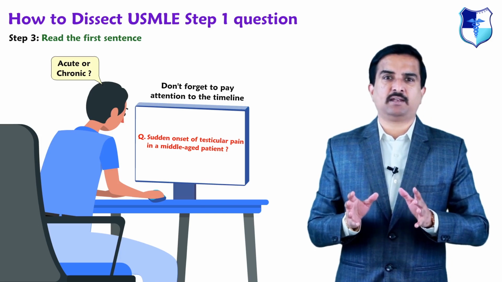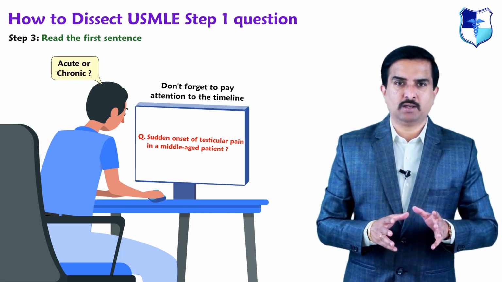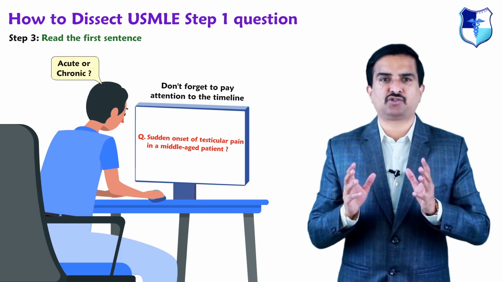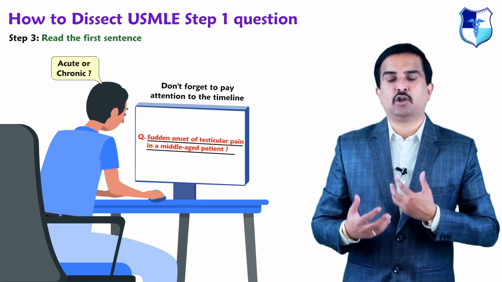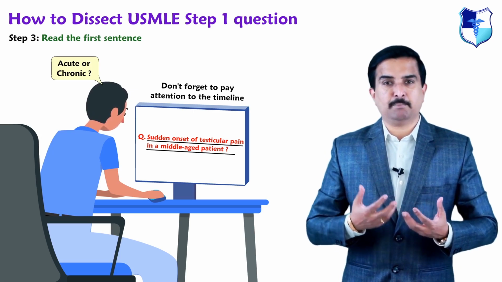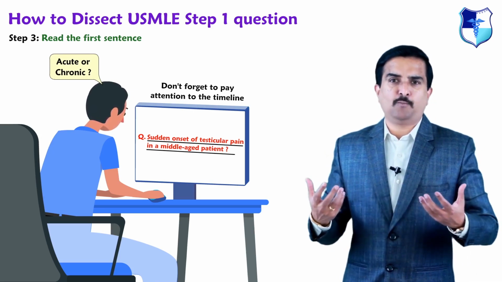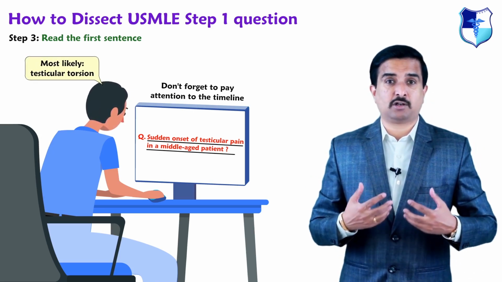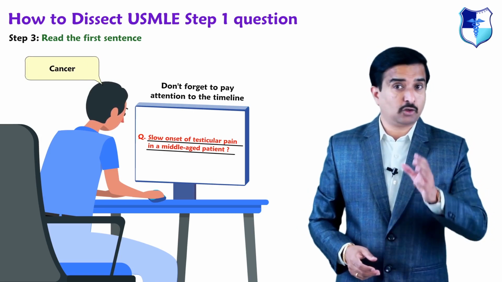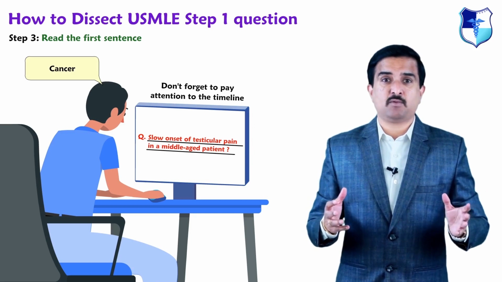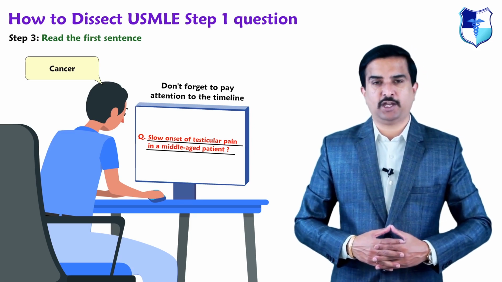The timeline in the history or disease process is extremely important, because whenever you see a sudden onset of testicular pain in a middle-aged patient, it is most likely testicular torsion. But whenever you see a slow onset of the pain, that could be a cancer. So time will give you the diagnosis here.